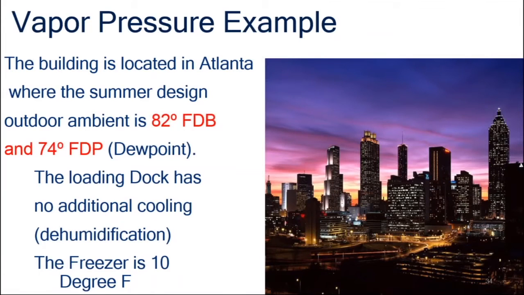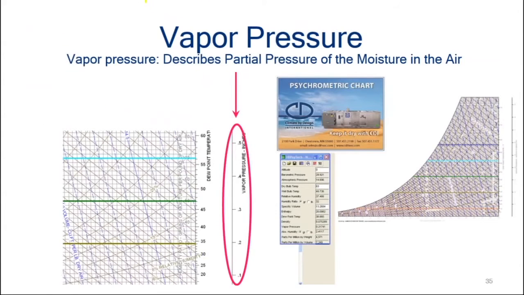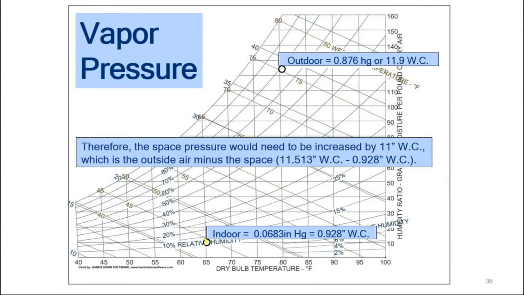So our example, how would we look at it today? In Atlanta, the summer ambient design condition is 82 degrees with a 74-degree dew point. We've got a 10-degree freezer. Throw that up on your psychrometric chart. It is a vapor pressure question. And so we would plot our condition at the cooler, come across here and see it is about 0.0683 inches of water column. The outdoor ambient condition, bring it across: 0.876 inches. That differential, again, is very, very significant.